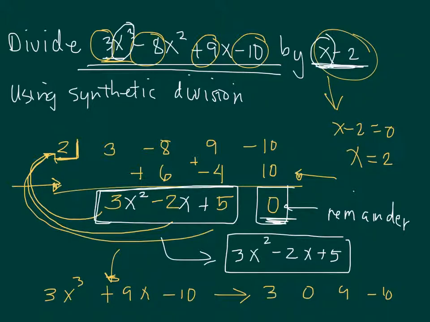Now take note that synthetic division is applied to a polynomial when you're dividing a polynomial by a binomial. Okay? And in this case, we only show a specific type of binomial, and that is when the coefficient of x is just 1. Okay, so x minus 2, the coefficient of x is 1.